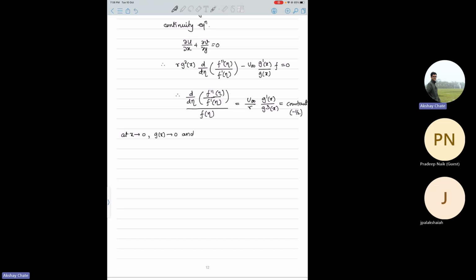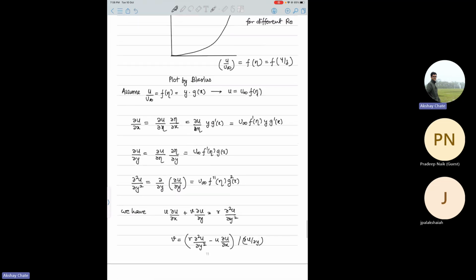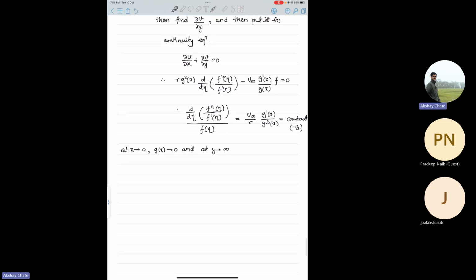And at y approaching infinity, this thing also goes to 0, right? One second. Yeah, so at y tending to 0, theta is a function of y by delta, right? So theta will also go to infinity. So here there is some confusion. One second, I'll just check. Yeah, at x equal to 0, delta is 0.